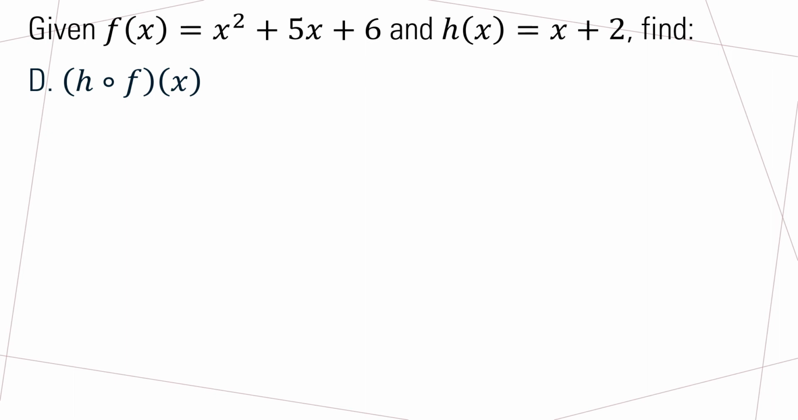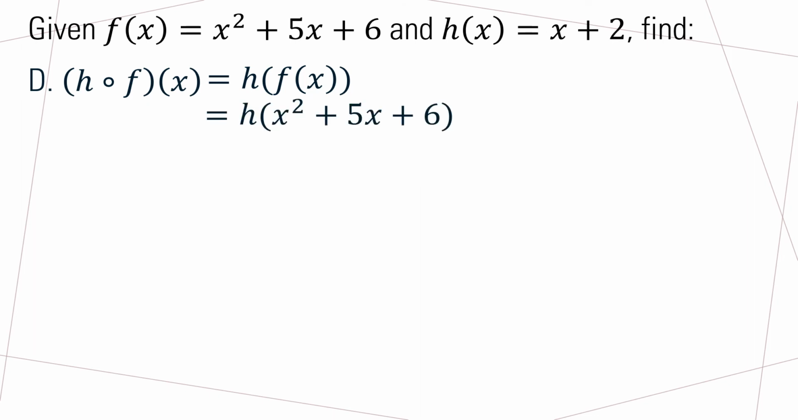Another example, given f of x is equal to x squared plus 5x plus 6 and h of x is equal to x plus 2, let us find h of f of x. Again, it can also be written in this form. And based on our given, our f of x is equal to x squared plus 5x plus 6. Therefore, we are going to evaluate h of x squared plus 5x plus 6.